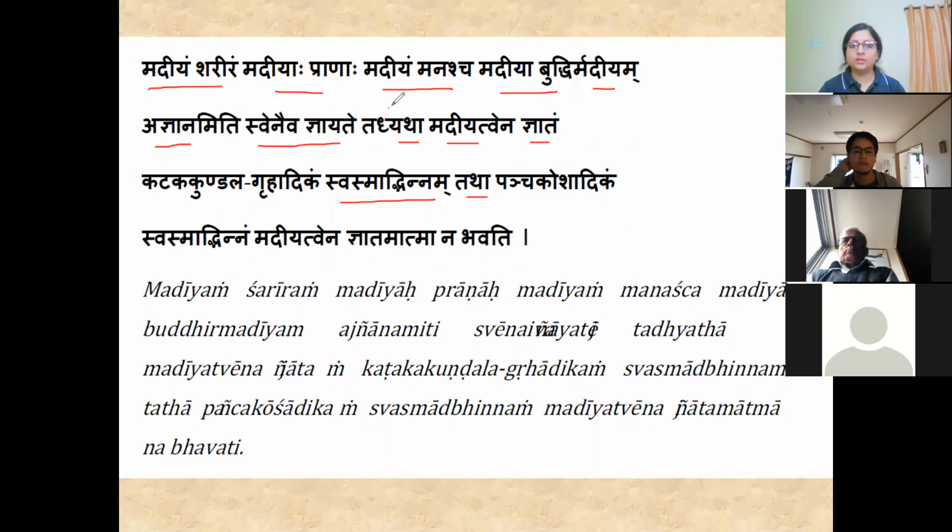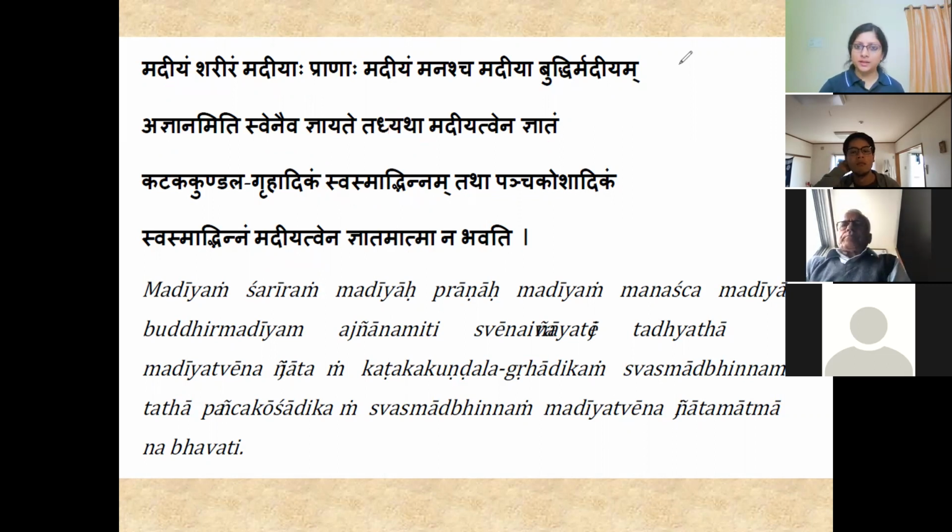Tatha, in the same way. Till now, this was the example given. Yatha, the way I know all these things belong to me, but they're not me. Tatha, in the same way, Panchakoshadikam swasmat bhinnam. The Panchakosha is also different from me. I am not any of the Panchakosha. Madhiyatvena, the Panchakosha belongs to me. It is merely in my possession. That does not mean it is me. And Atma na bhavati. Here, the word Atma can mean Atma also, or it is me. Anyway, they are the same. So, Atma na bhavati. It is not me. None of these things are Atma. They are all Anatma. They all only belong to me, but they are not me. So this is the logic that is being explained, and this acts as the introduction to the next part, which will be about the nature of Atma.